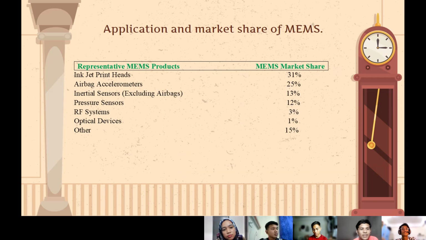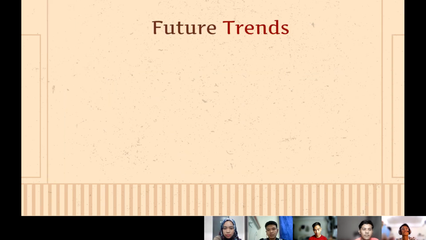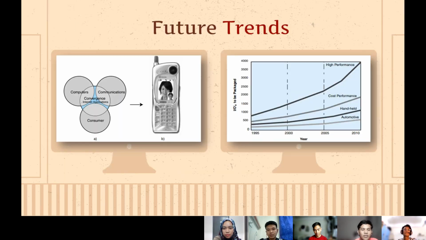Representative MEMS products. In jet printheads, MEMS market share 31%, airbag accelerometers 25%, inertial sensors excluding airbags 30%, pressure sensors 12%, RF system 3%, optical device 1%, other 15%. That's all. This is the picture.